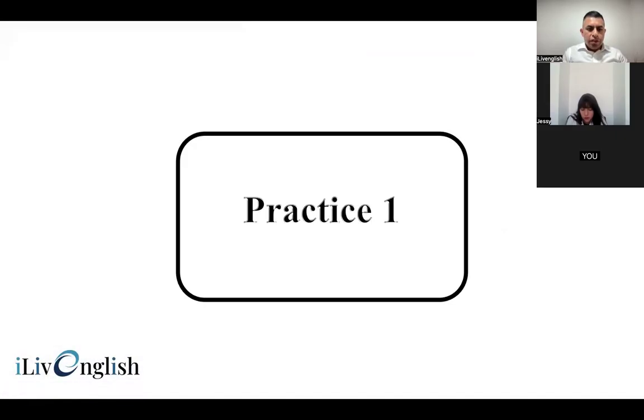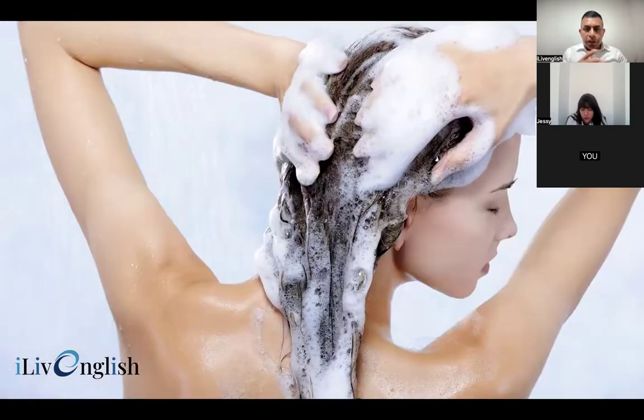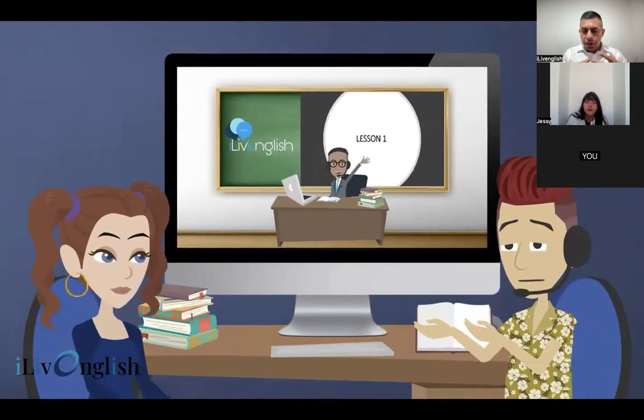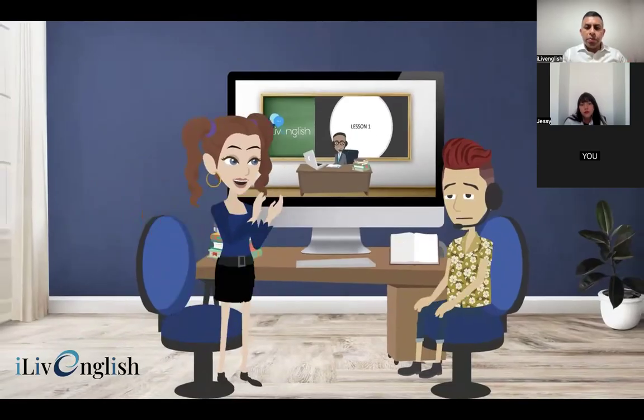And practice number one. All right. But before this, let's practice with a mini review, okay? For example, I am taking a shower is in continuous. That is, estoy tomando un baño. I take a shower es tomo un baño. I am speaking in English es estoy hablando en inglés. I speak in English es hablo en inglés.